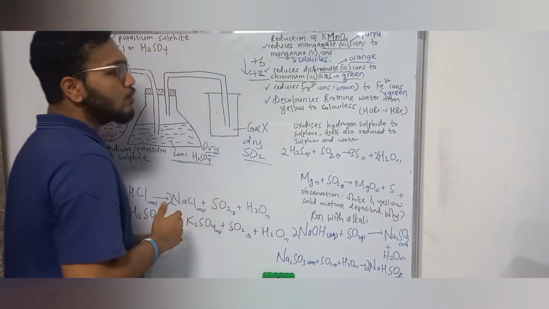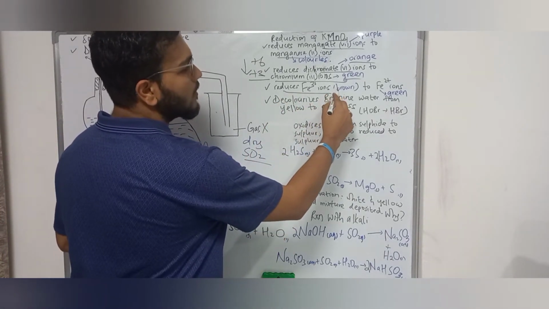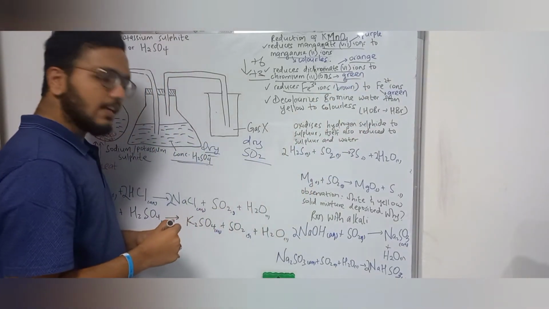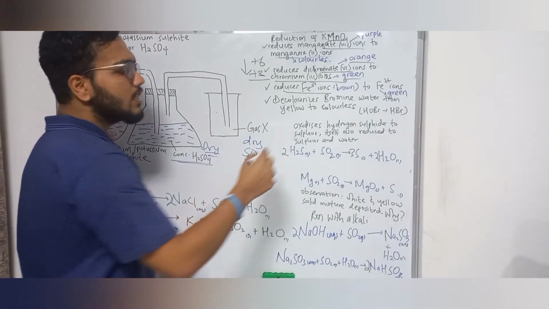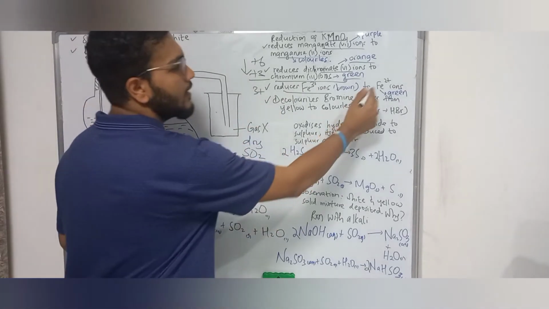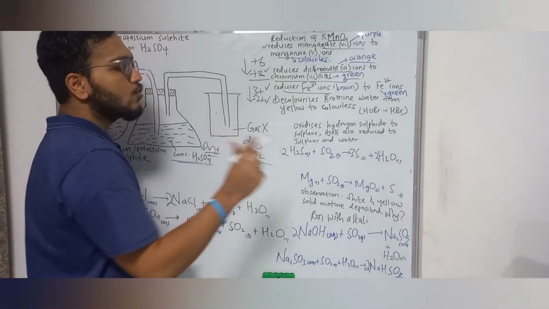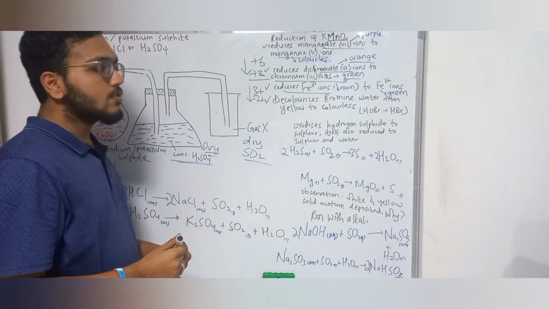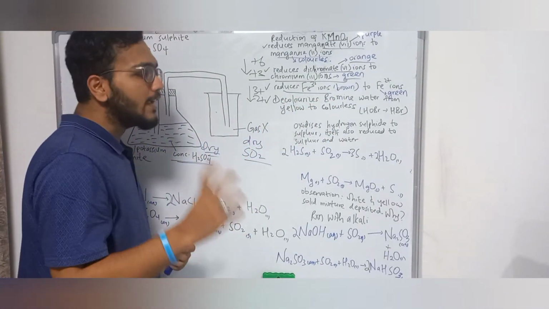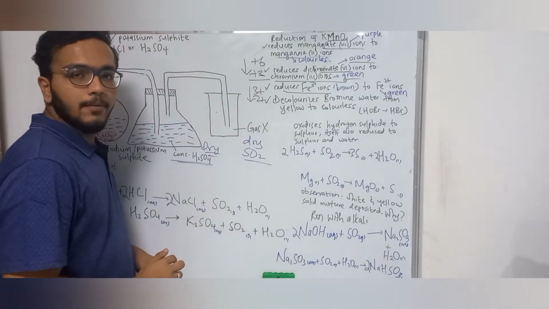Now it also reduces iron 3 ions, which are brown in color, to iron 2 ions, which are green in color. So the oxidation number of iron in iron 3 is positive 3, and in iron 2 it's positive 2. So the oxidation number is going down. That's why SO2 is reducing iron 3 ions to iron 2 ions. That is why the color changes from brown to green.